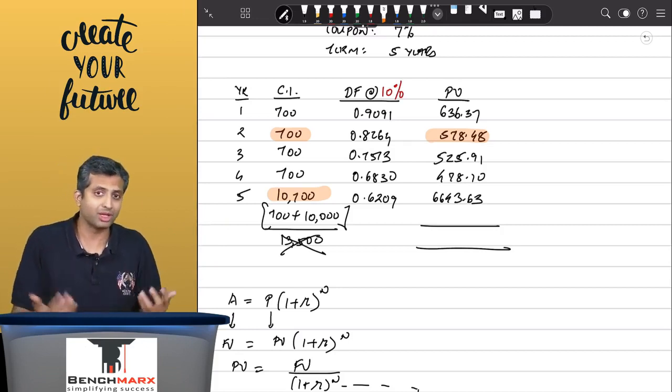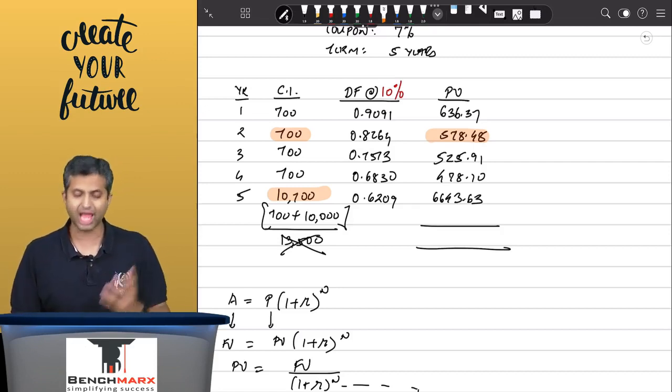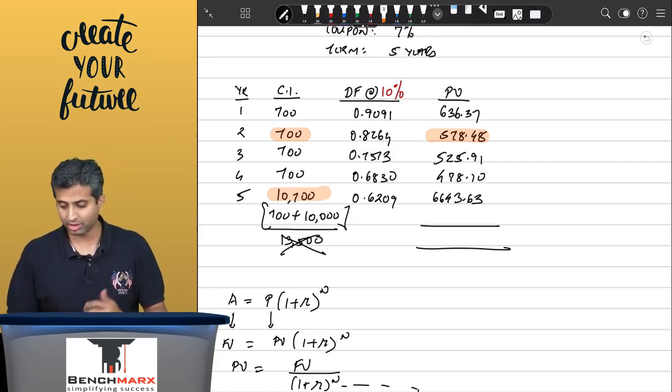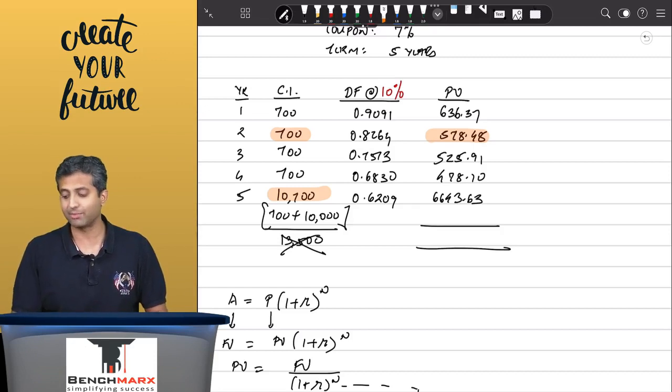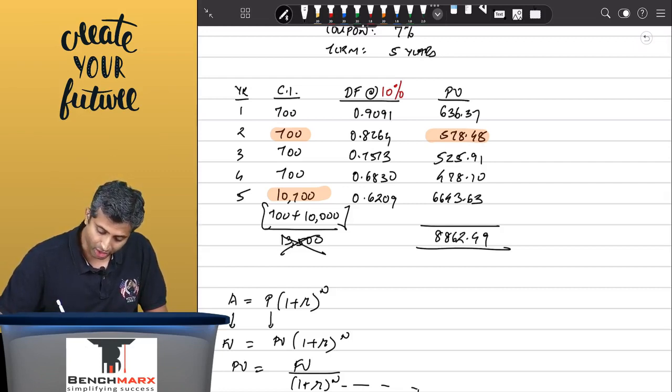This is not just for 1 year. I need to ensure that I get an overall return of 10% in each of the years, and as a result, over here, if I take the total, so I press the MRC, memory recall, I will get 8862.49. This is what I call as the present value.